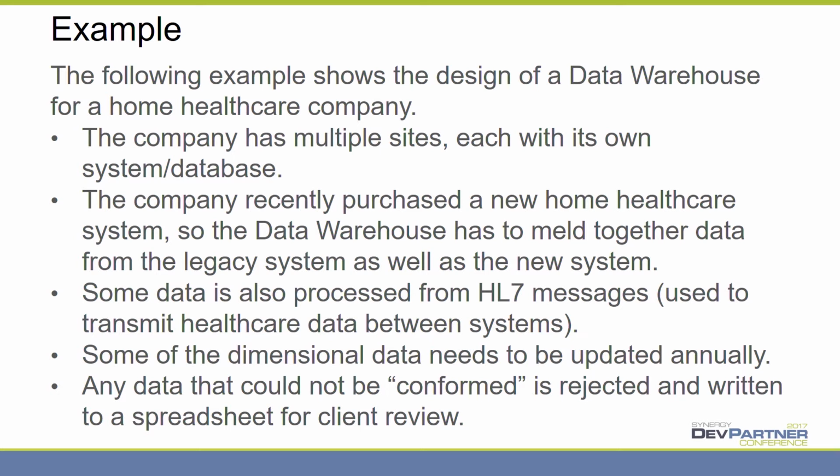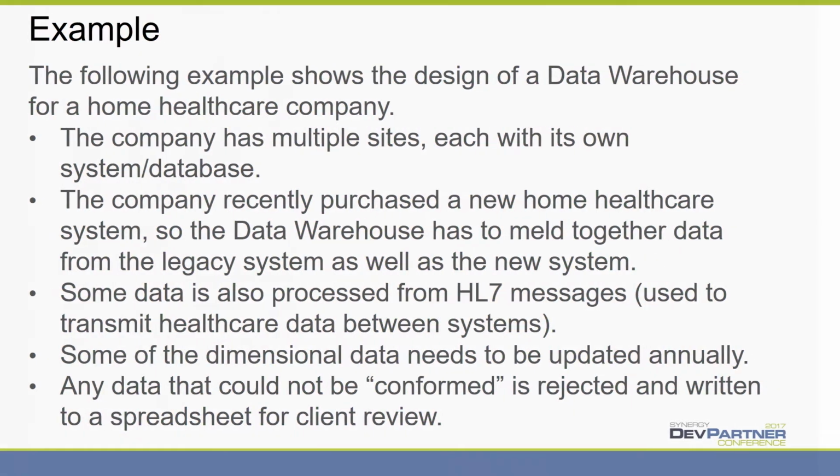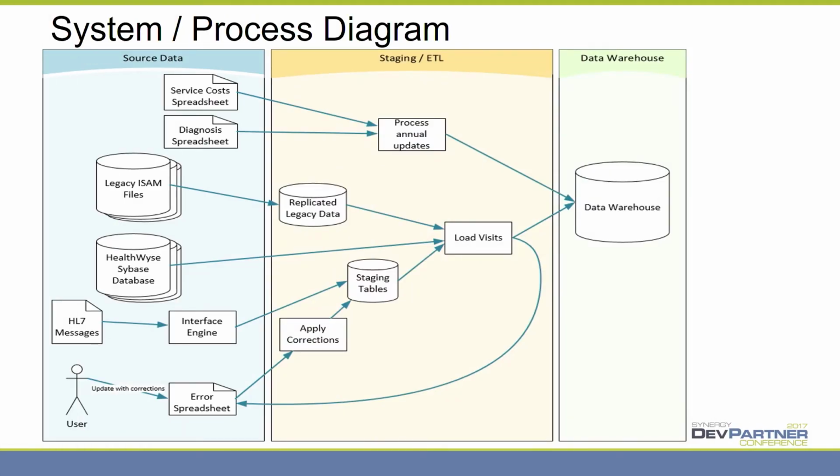So this is just laying out the example I'm going to show you. I already showed you the business process matrix for that particular one, but here's a system diagram for it. My sources of data: I have the legacy files, the ISAM files from the legacy system. I have the new system, which has a Sybase database. I have some spreadsheets where the customer is giving me information like how much each service costs. I also get some HL7 messages in that are being processed through an interface engine. So these are all getting sent over to my staging area.